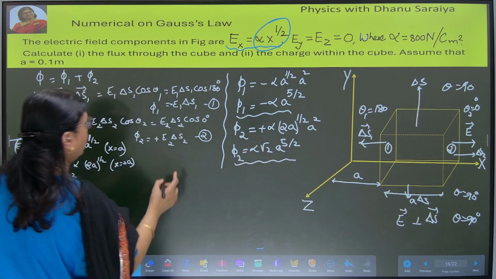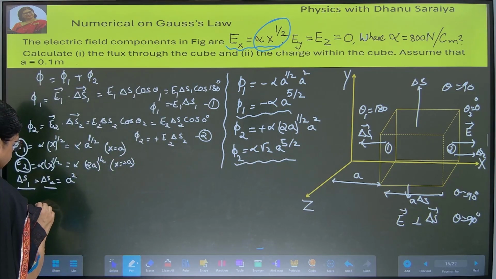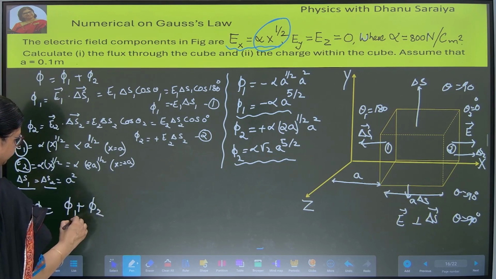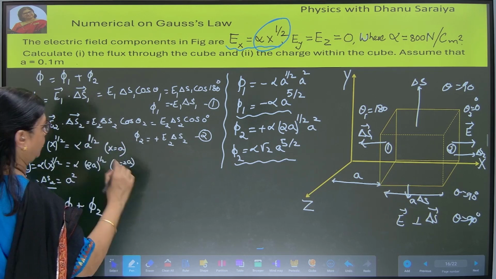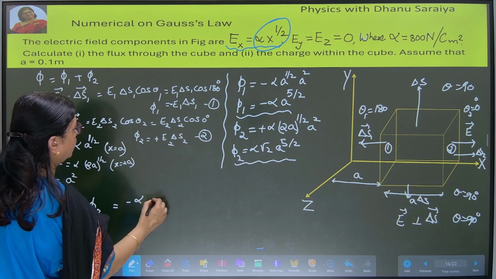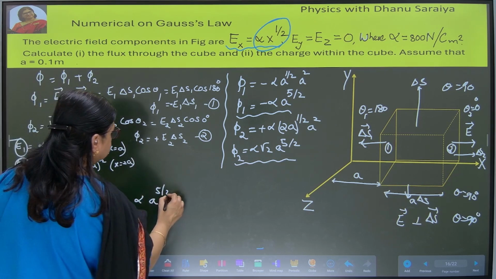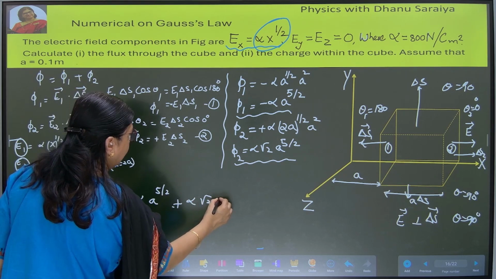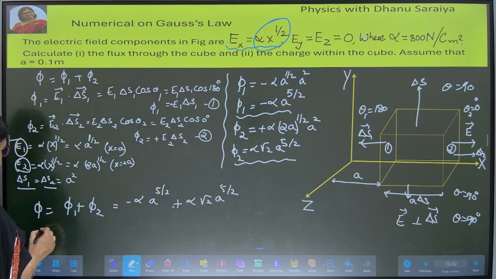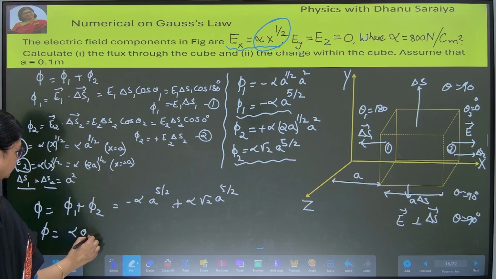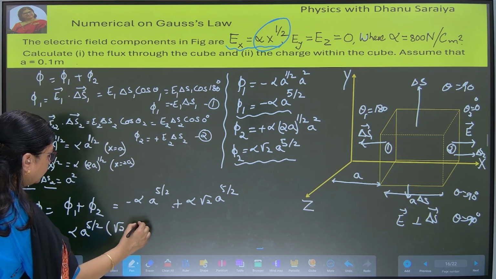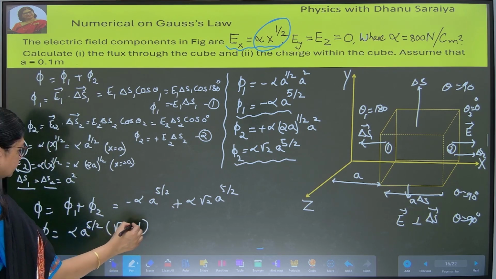So finally I add to get the total flux. Phi is equal to phi 1 plus phi 2. What is my phi 1? Negative alpha a raised to 5 by 2. What is my phi 2? Alpha root 2 a raised to 5 by 2. So finally phi is equal to alpha a raised to 5 by 2 taking common, we have root 2 minus 1. This is the flux which we have.